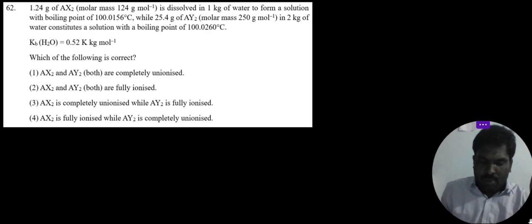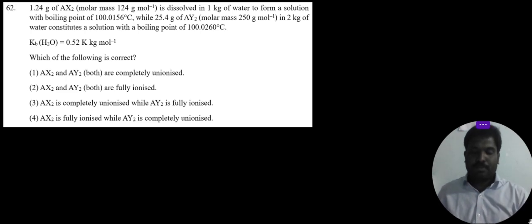This is from the Solutions lesson. 1.24 grams of AX2, its molar mass 124, is dissolved in 1 kg of water to form a solution with a boiling point of 100.015 degrees centigrade. While 25.4 grams of AY2, its molar mass 250 gram per mole, in 2 kg of water constitutes a solution with a boiling point of 100.0260 degrees centigrade. Here the Kb value is provided. Which of the following is correct?